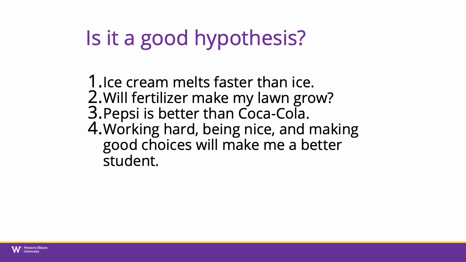So let's look at a couple of hypothesis examples and see if these actually make sense. Number one: ice cream melts faster than ice. Is that a good hypothesis? Well, I would say yes. We can see what the variable at work here is, right? How fast does it melt? We're comparing ice cream and ice. We can put some ice cream and ice out and start a stopwatch and see which one melts faster, right? That's testable, it's observable, we can do that.